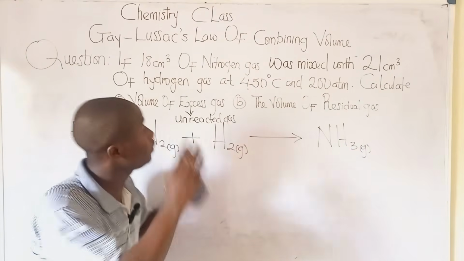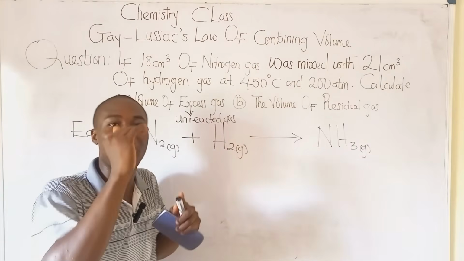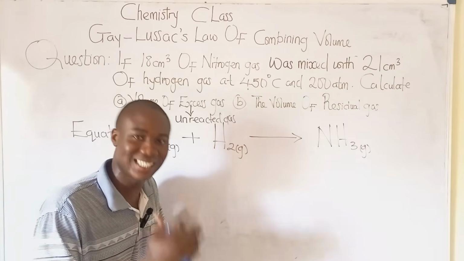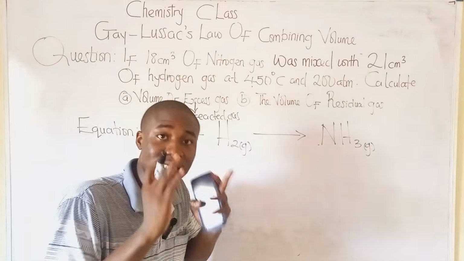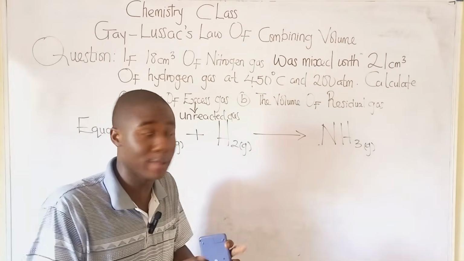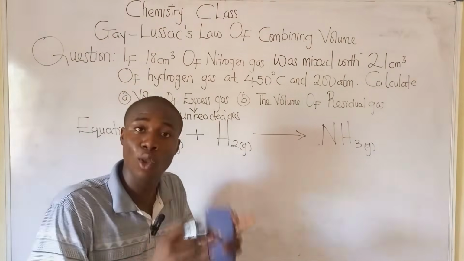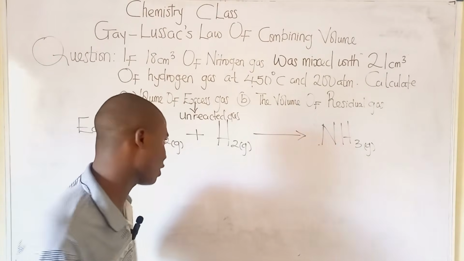After solving this particular practice question, I'm going to give you yours to solve and provide the answer in the comment section below. Okay guys, so the first step to take when solving practice questions under this aspect, which is Lussac's law of combining volume, is that we have to balance the reaction.